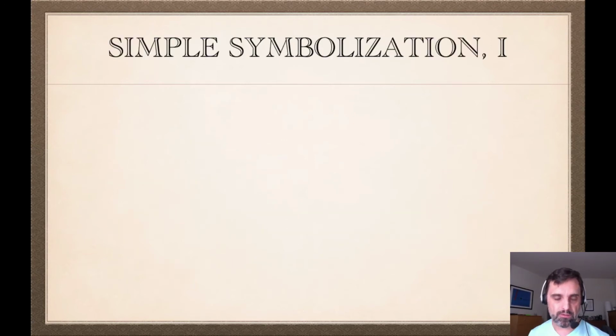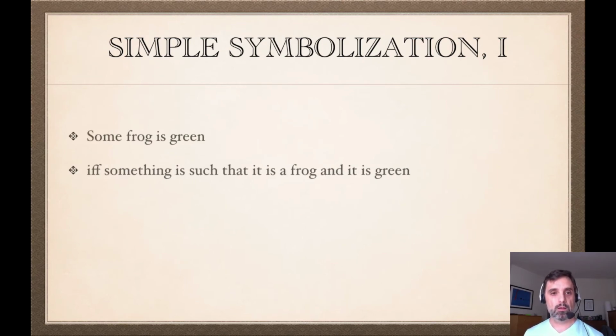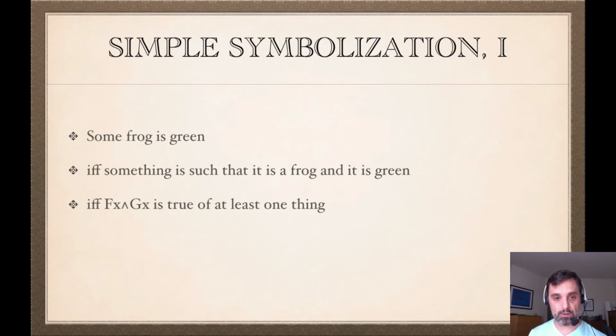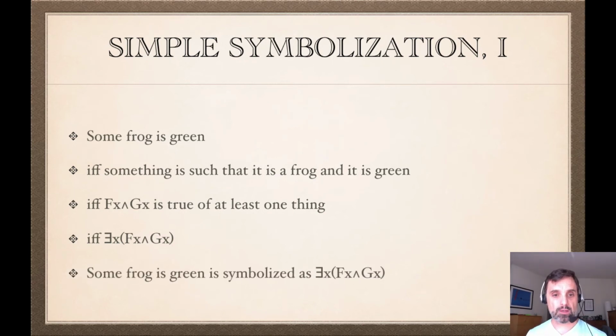So, to finish this off, some simple symbolization. So we say some frog is green. Well, this is true if and only if something is such that it is a frog and it is green. In other words, if and only if the conjunction Fx and Gx is true of at least one thing, if and only if some x, Fx and Gx. So this is a symbolization of some frog is green, and that's what we want. Some frog is green is symbolized as some x, Fx and Gx.